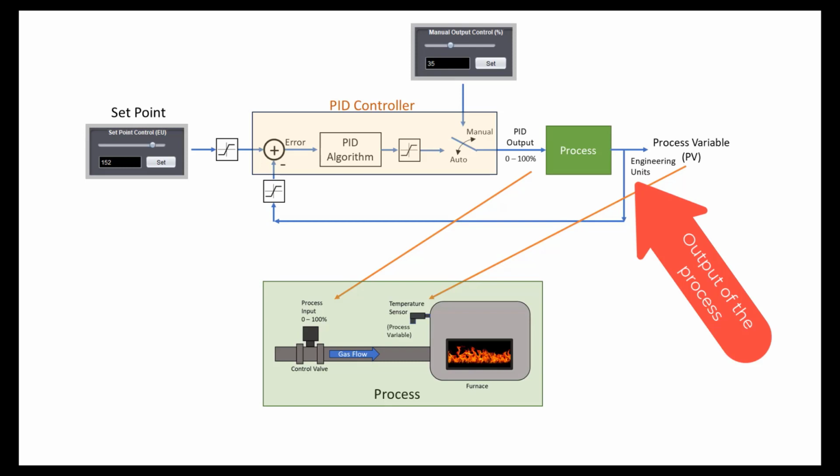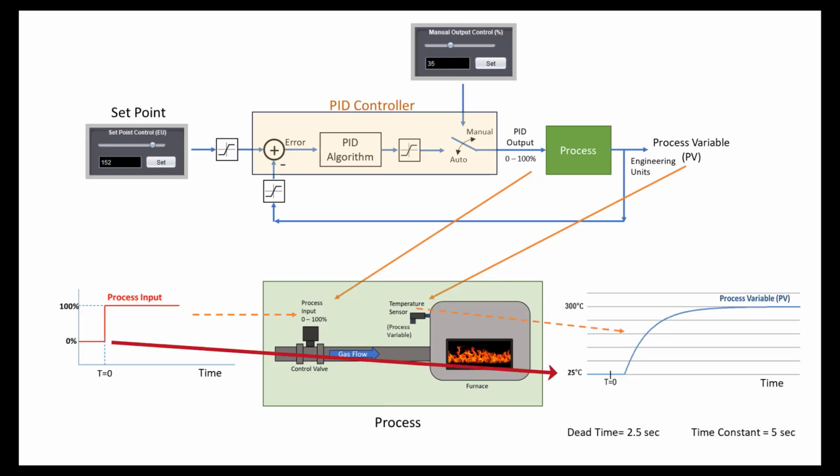This output of the process is called process variable, or PV, and is normally expressed in engineering units, for example, Celsius degrees. For this example, we are going to configure a first-order process, so when the input of the process is 0%, the temperature of the oven would settle at 25 Celsius, and when the input of the process is 100%, the temperature of the oven will settle at 300 Celsius. So, the maximum and minimum values in engineering units of the output of the process will be 25 Celsius and 300 Celsius respectively. As part of the dynamics of a first-order process, we also need to configure the time constant and the dead time of the process.